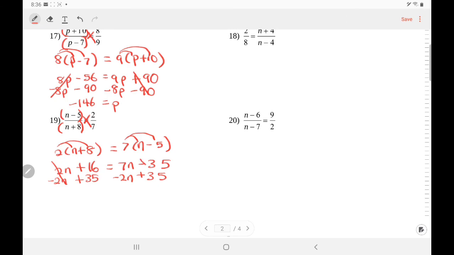So 35s are opposite operation, they're gone there. Equal signs should always line up. 7n minus 2n is 5n. Add 16 and 35, that would be 51. Divide by 5. So n equals 51 over 5, or you can use a calculator to get a decimal.